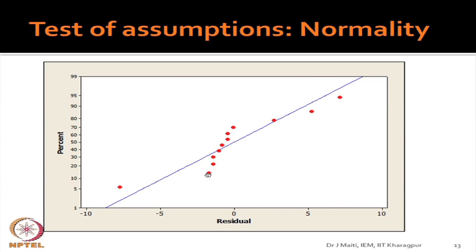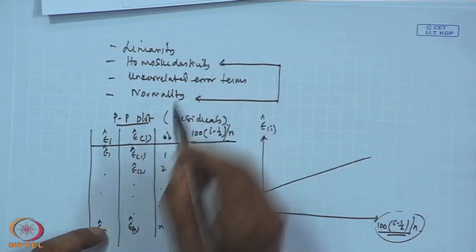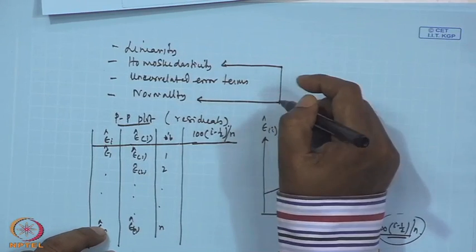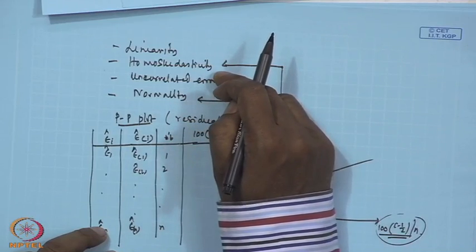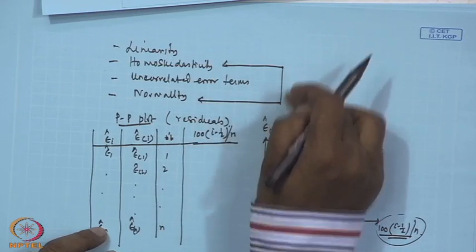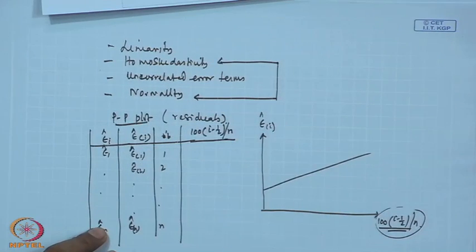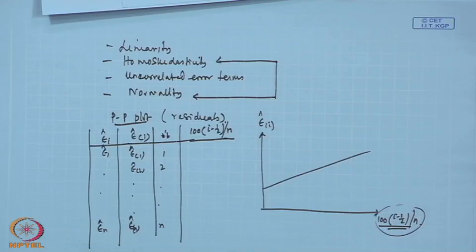Actually, the interesting thing is that when there is heteroskedasticity, there is usually also a normality problem. So that's why, if you transform to solve the heteroskedasticity problem, then you will find the normality problem is solved. Many times, if you solve normality, the heteroskedasticity problem will go also.